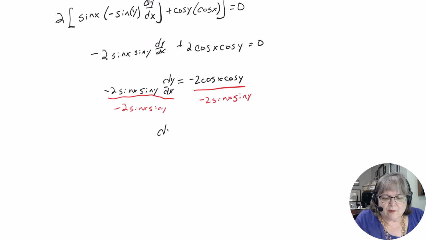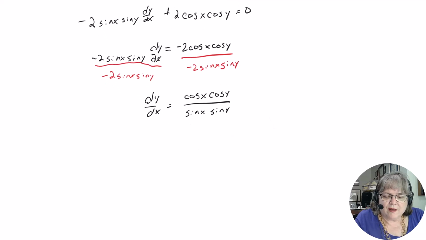So you have dy/dx equals, and the 2's cancel, right? And you've got cosine x cosine y over sine x sine y. Now, you can't do anything with cosine x times cosine y. It's not like it's cosine squared xy. Your trig teacher would just be like, no, no. Okay, so cosine x times cosine y, you can't do anything with that.